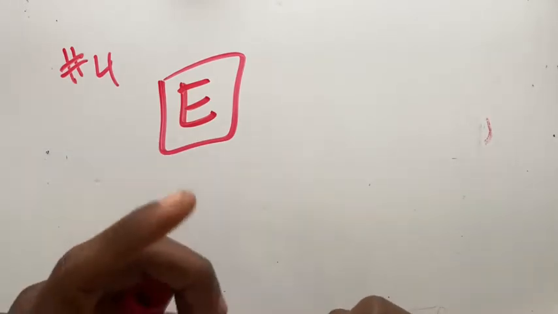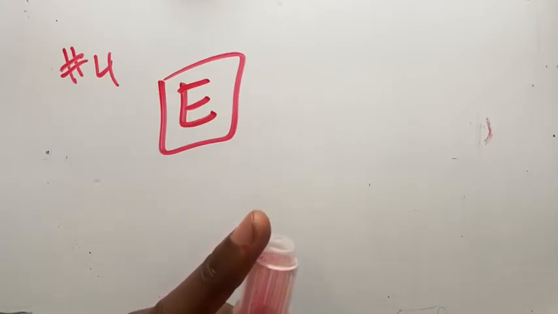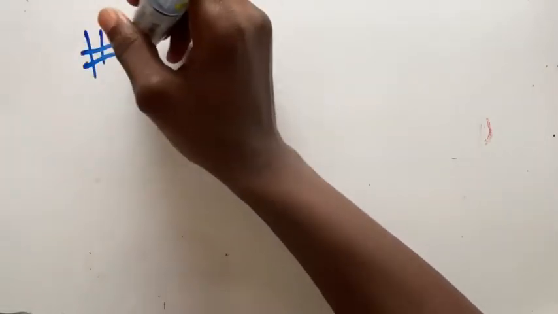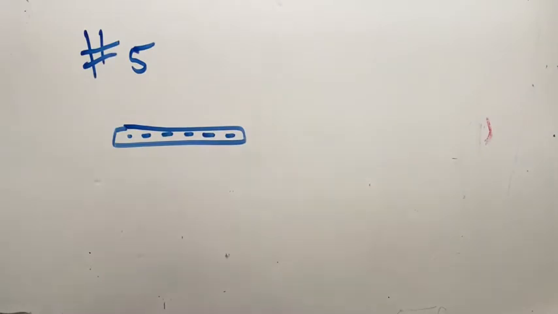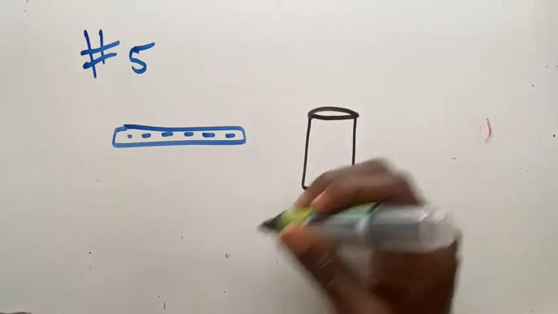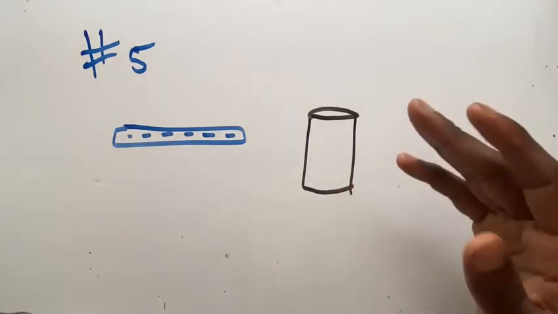Number 5 says, a negatively charged rod is brought near a metal can that rests on a wooden table. You touch the opposite side of the can momentarily with your finger. The can then becomes what? Okay, let's see. Number 5. So I've got this rod here. It's negatively charged. It's brought near a can. And you touch the opposite side of the can momentarily with your finger. The can then becomes what? So it either becomes uncharged, positively charged, or negatively charged.